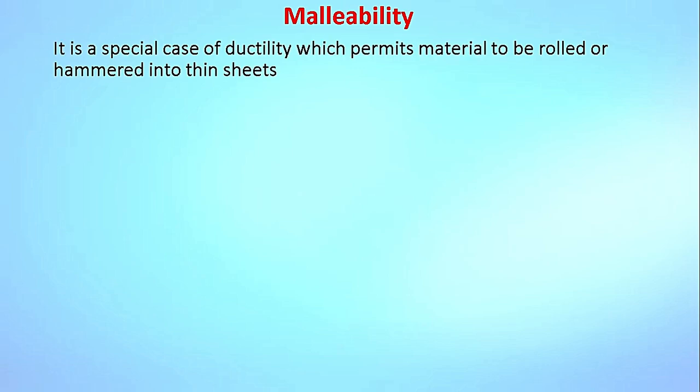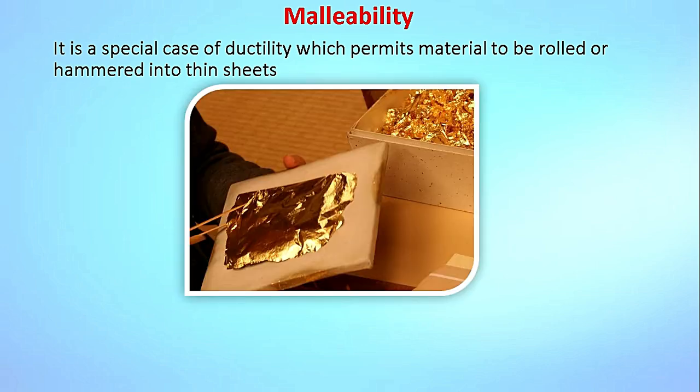The next mechanical property is malleability. It is a special case of ductility which permits a material to be rolled or hammered into thin sheets. Due to this property, we can form very thin sheets from the material without failure or fracture.